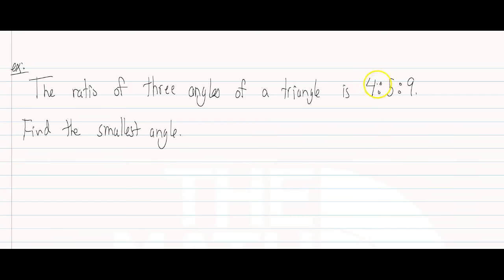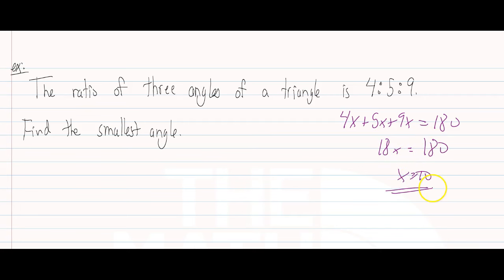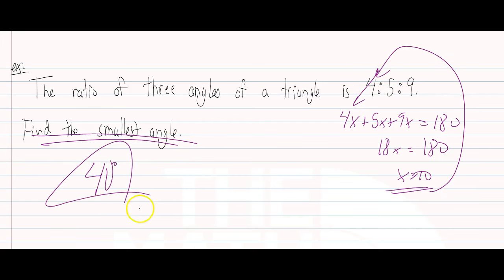We don't know what the scale factor is. Maybe we have to multiply all these angles by 2. Maybe we have to multiply them all by 3, maybe some fraction. I don't know what it is, so I'm just going to say there's some scale factor, x. So then 4x plus 5x plus 9x, that is equal to 180 degrees. If you combine all these terms, we get 18x equals 180, x equals 10. Now to solve the question, if x equals 10, then our smallest angle would be 40 degrees.